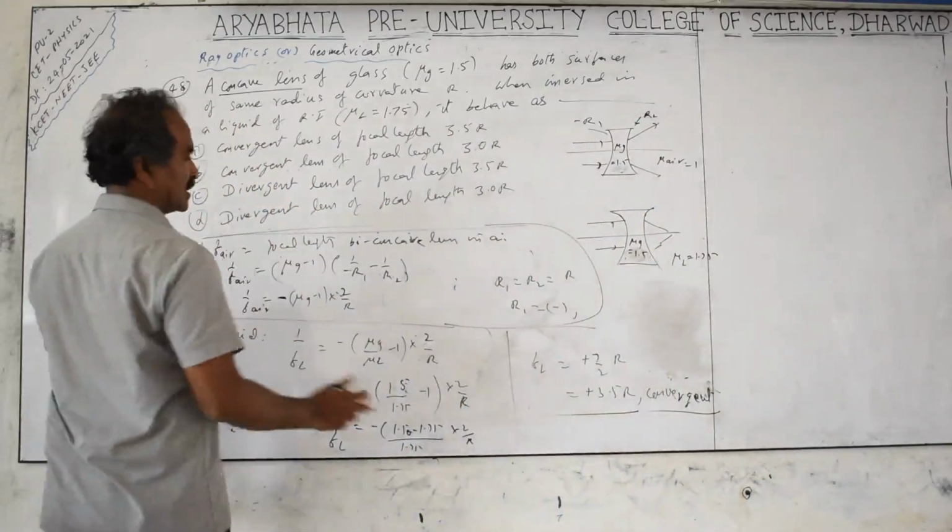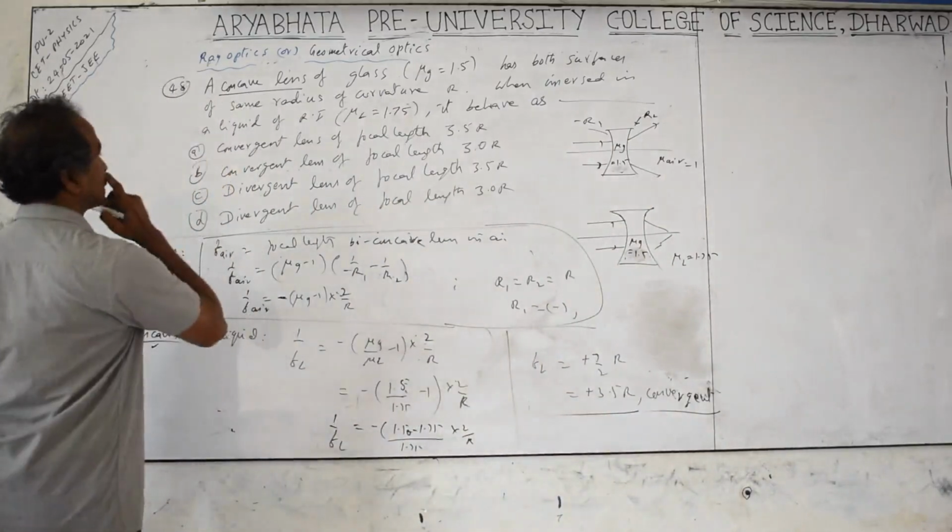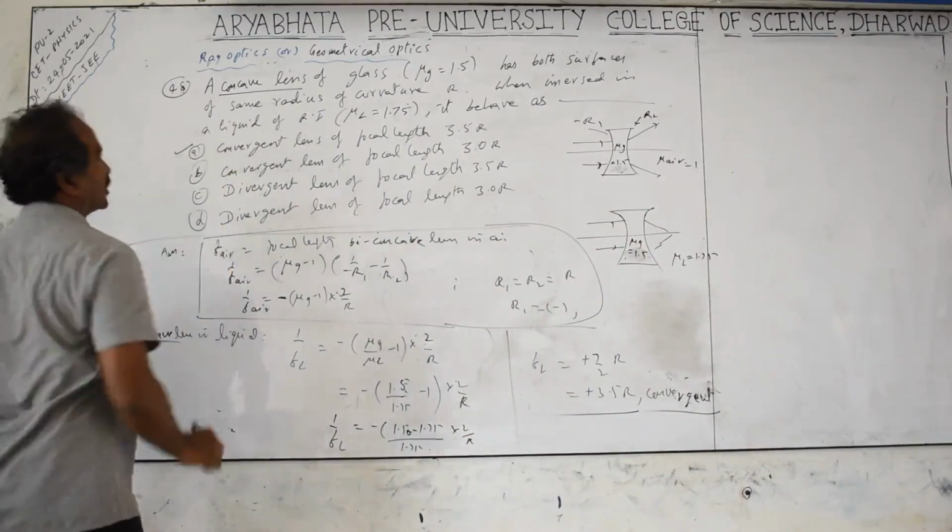So the answer is plus 3.5 r. It behaves as a convergent lens of focal length equal to 3.5 r.